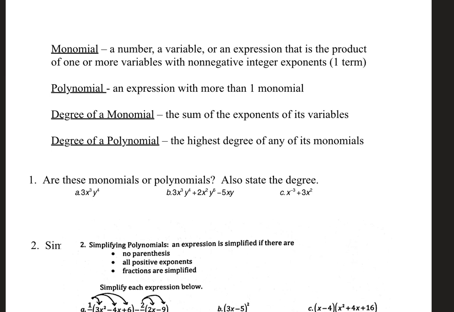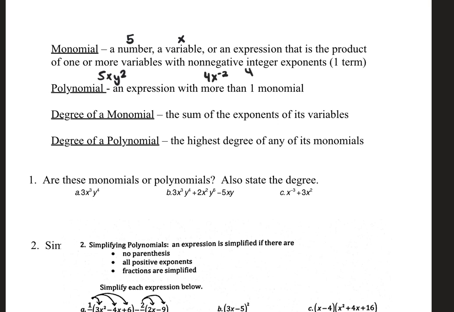A monomial can be a number like 5, a variable like x, or an expression that is the product of one or more variables with non-negative integer exponents. So something like 5xy squared would be a monomial. But in order to classify something as a monomial, we can't have a negative exponent. So nothing like 4x to the negative 2.